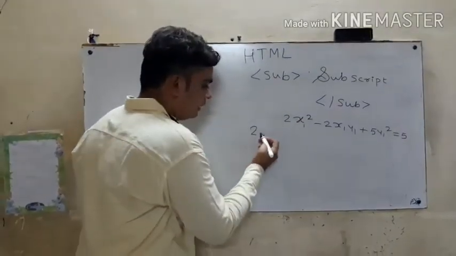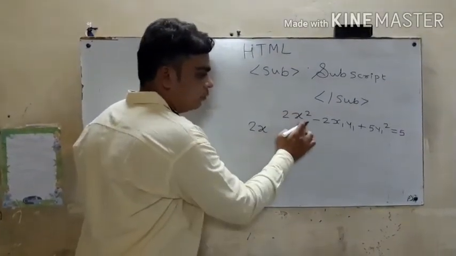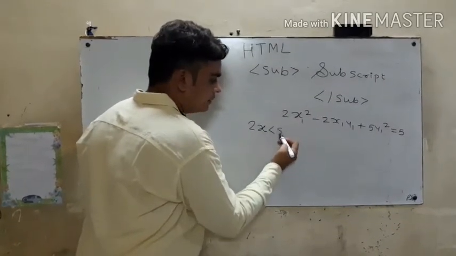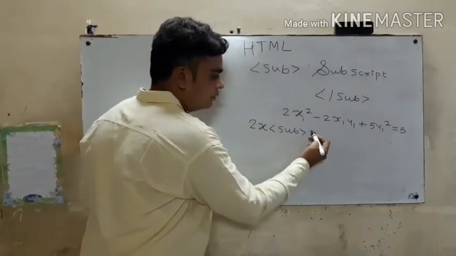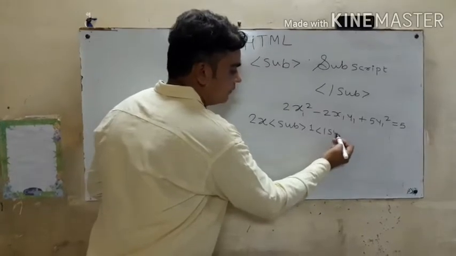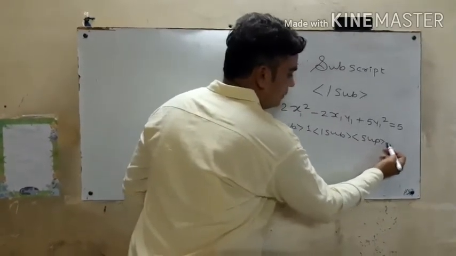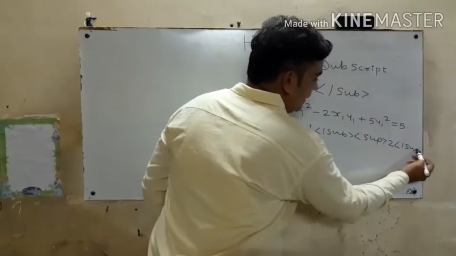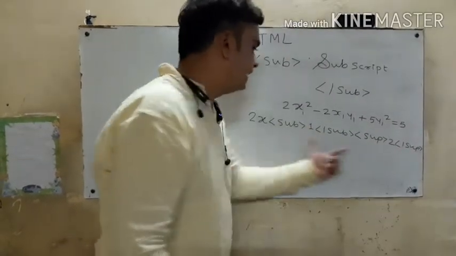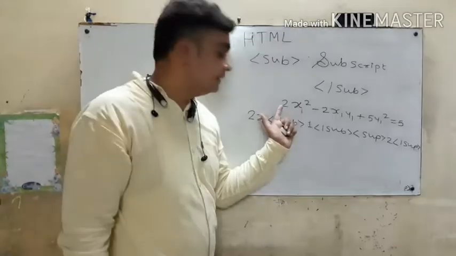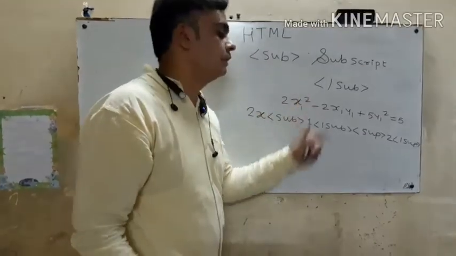So how can I write? First of all I have to write 2x, then I want this 1 at base level. So that's why first of all I am using SUB 1 /SUB, again continue SUP 2 /SUP. If I write like this, then it will display only this much text, 2x1 square.